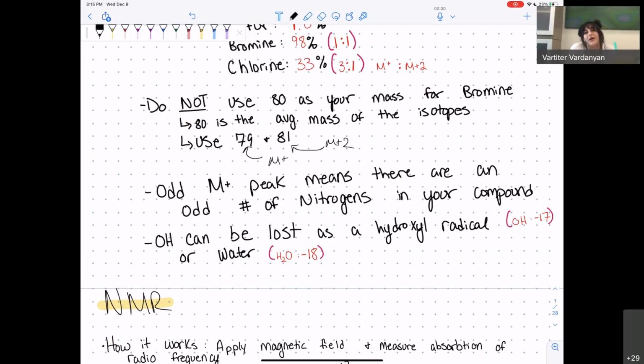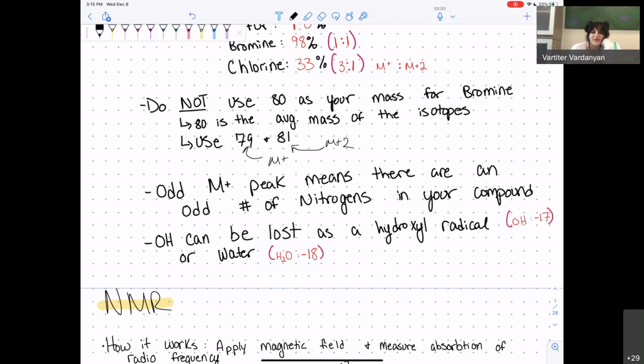If you ever see an odd M plus peak or an odd number for your total mass, that always means that we have an odd number of nitrogens present. So remember, odd number of nitrogens. 2 nitrogens won't be odd. It will actually be even. Sometimes he'll trick you and put 2 nitrogens, and you have to know that that would be wrong.